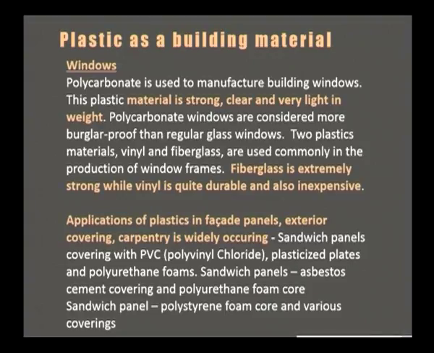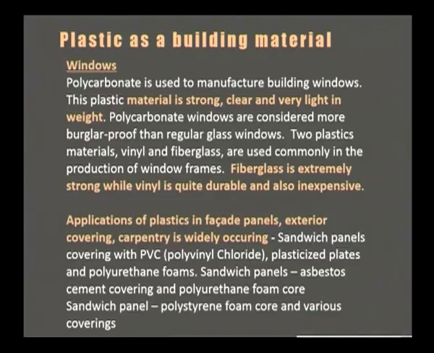Windows can be prefabricated and readily available and can be picked up right away. These ready-made windows are almost all the time, or most of the time, made of plastic and its various reinforced plastic forms. Polycarbonate is used to manufacture building windows. This plastic material is strong, clear and very light in weight, which makes it ideal.